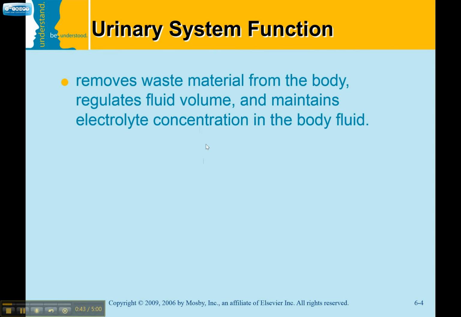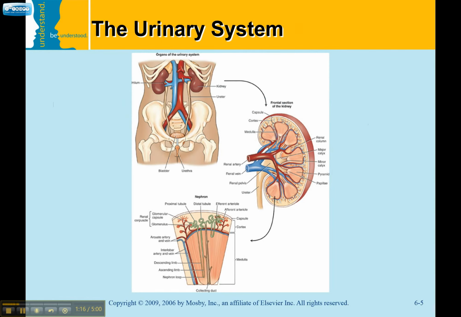Like I said, the whole function is to remove waste from the body. It regulates fluid volume and maintains electrolyte concentration in the body fluid. You know how if you run and you participate in sports or something, or you're working outside and you sweat a lot and they say, oh, drink Gatorade to replenish your electrolytes. Your electrolytes are responsible for a lot of functions within the body, your heart rate, things like that. So it's important that you have the proper electrolyte concentration in your body. And the urinary system is one of those that plays a major role in that.